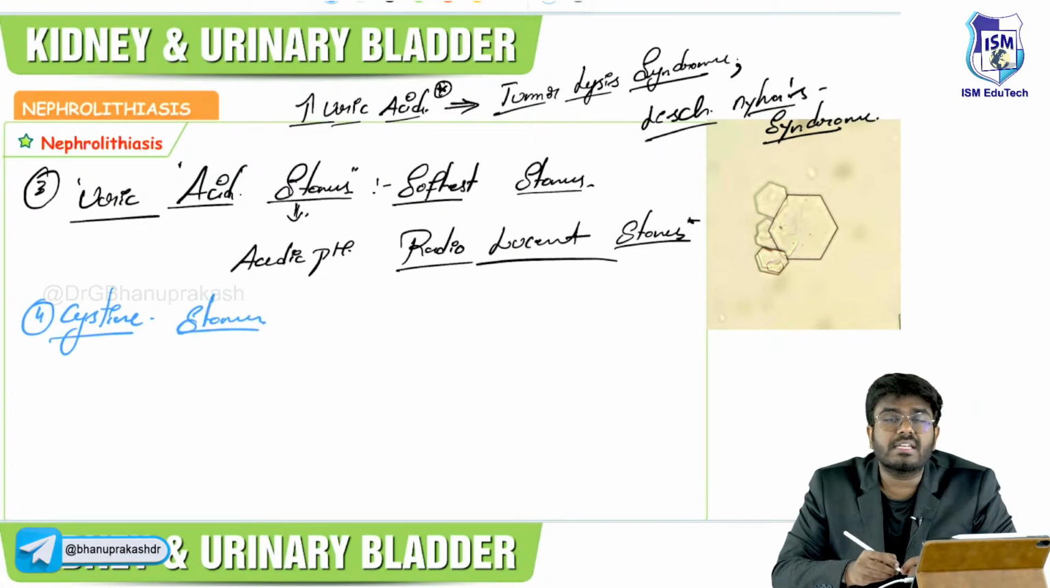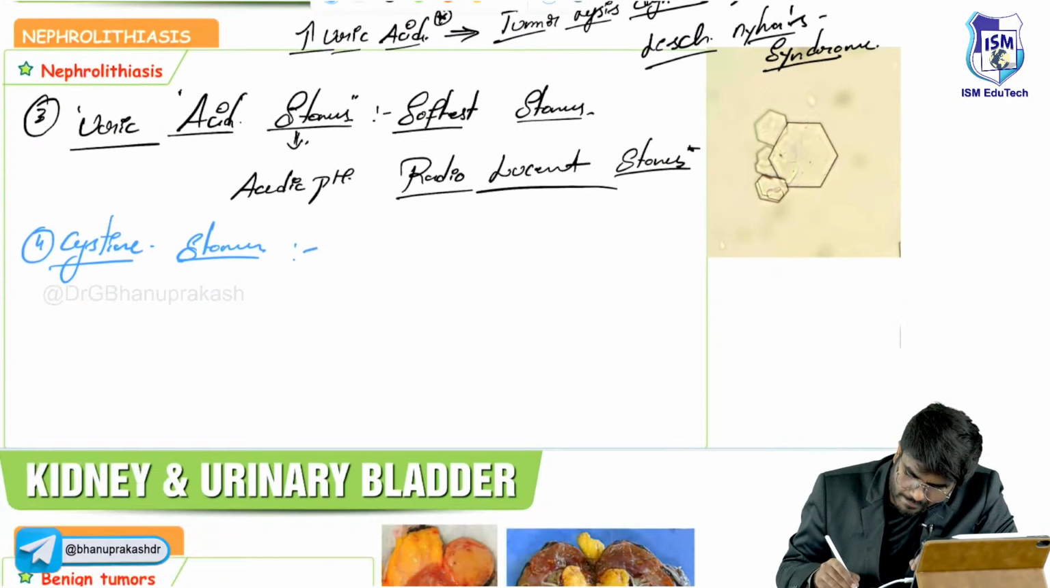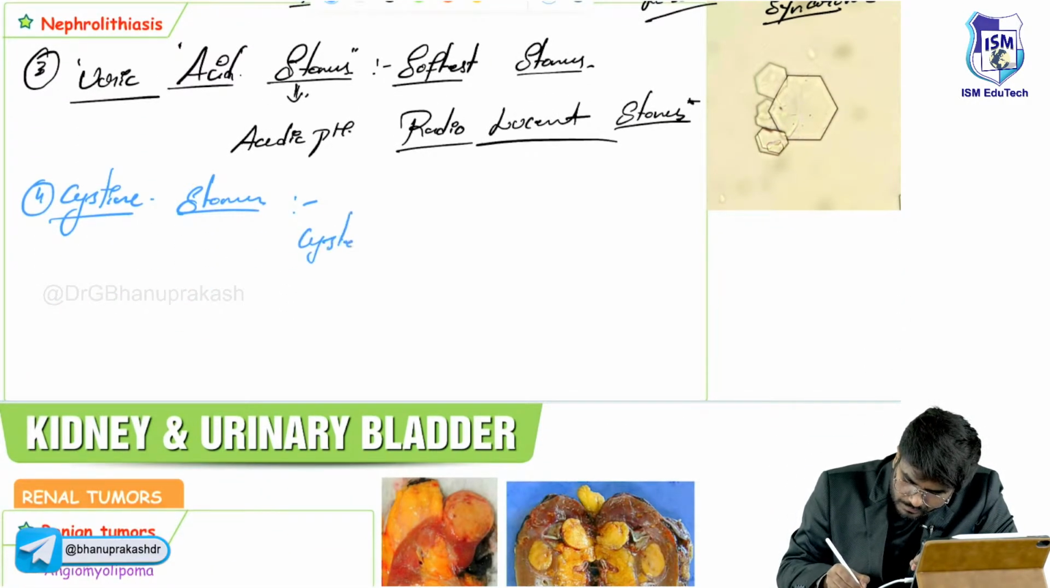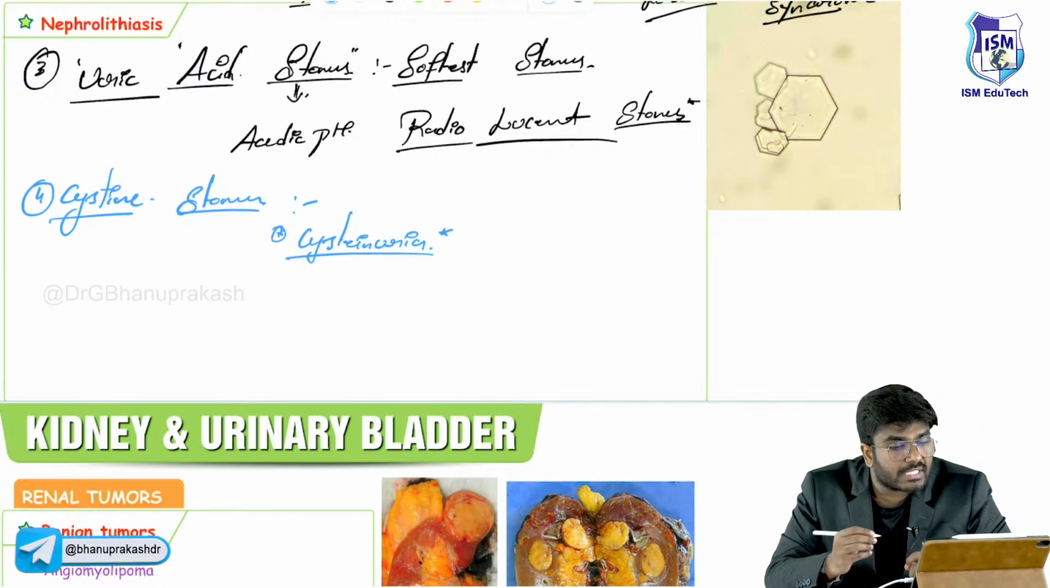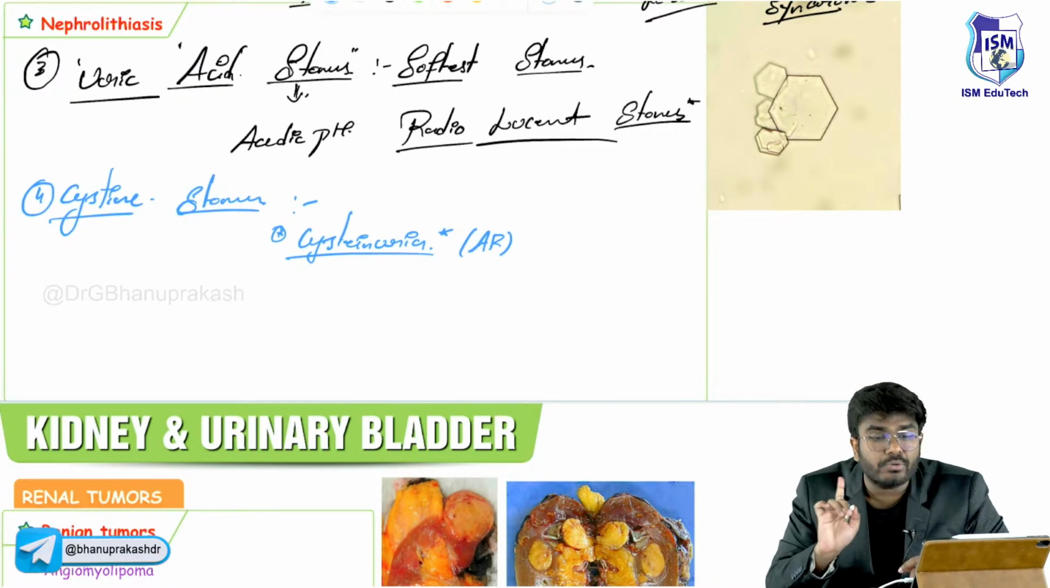So, cysteine stones are seen in which conditions? Cysteine stones are associated with cystinuria. There is a condition called cystinuria. What exactly is this cystinuria? Cystinuria is an autosomal recessive disorder.